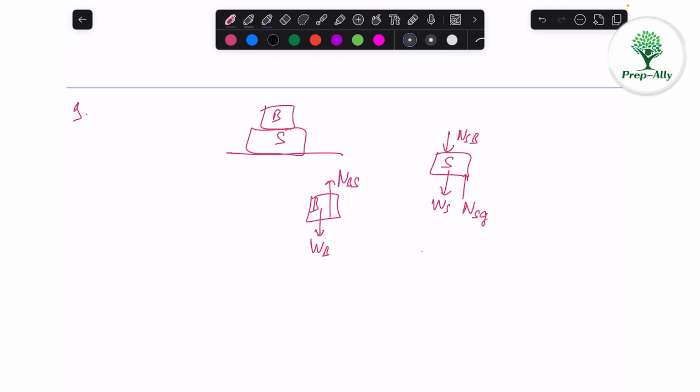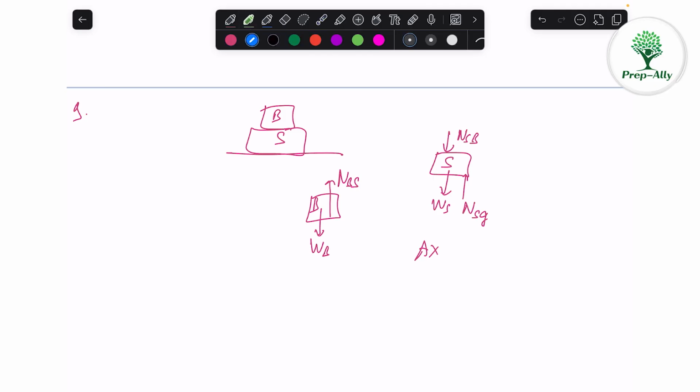So the first statement is incorrect because the weight of Bharat will not act on Srinivas. The normal reaction will not. So option B says that as compared to the situation described above, the normal force on Bharat from Srinivas will be higher if both of them are present in an elevator accelerating upwards.